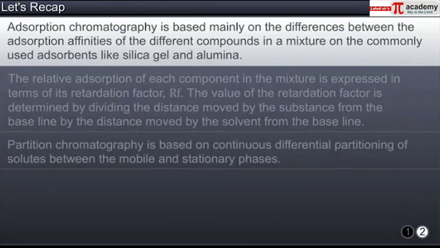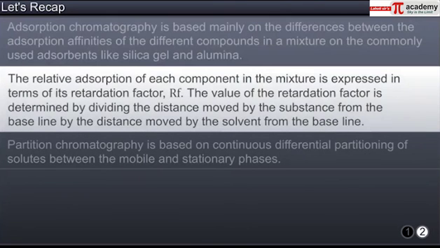Adsorption chromatography is based mainly on the differences between the adsorption affinities of the different compounds in a mixture on the commonly used adsorbents like silica gel and alumina. The relative adsorption of each component in the mixture is expressed in terms of its retardation factor RF. The value of the retardation factor is determined by dividing the distance moved by the substance from the baseline by the distance moved by the solvent from the baseline.